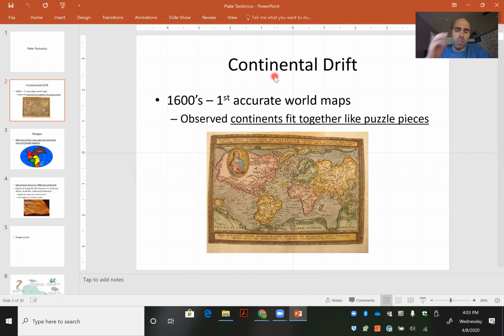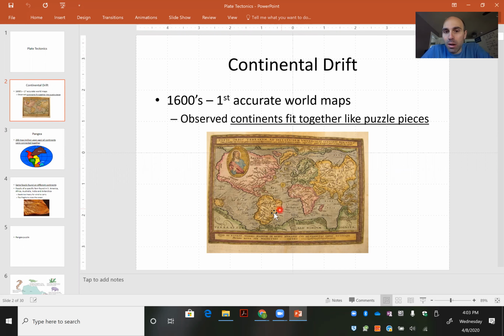So we believe in this theory called Continental Drift. In the 1600s, the first accurate world maps were produced, and you kind of see there's Africa, there's North America, South America, Central America. We have Canada up there. We have the Indo-Asia continent, Europe, Japan. We have the north and southern boundaries as well. So we started to notice something back in the 1600s.